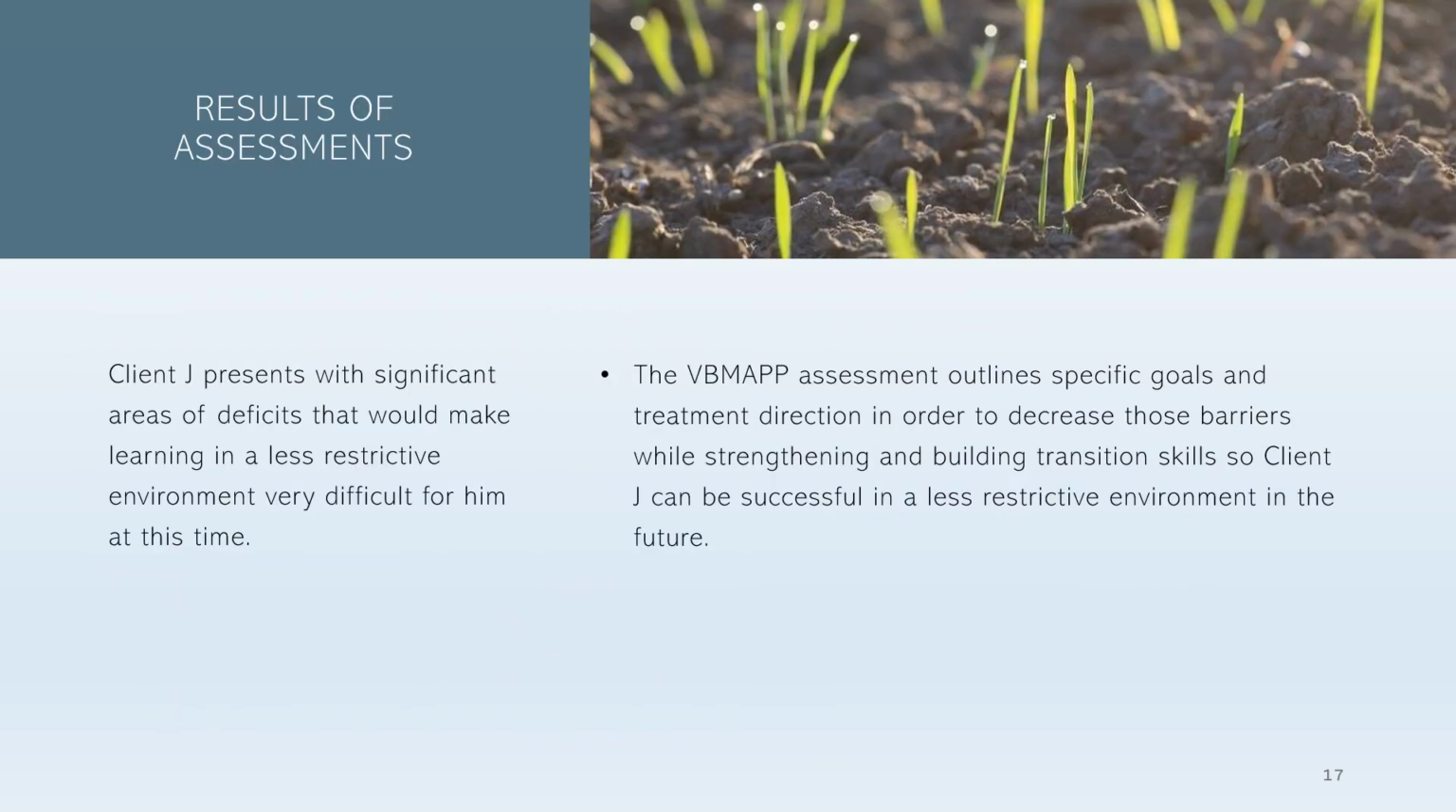Overall results of this assessment. Client J presents with significant areas of deficits that would make learning in a less restrictive environment very difficult for him at this time. The VB-MAPP assessment outlines specific goals and a treatment direction in order to help decrease these barriers while strengthening and building the transition skills that he needs so that Client J can be successful in a less restrictive environment in the future.